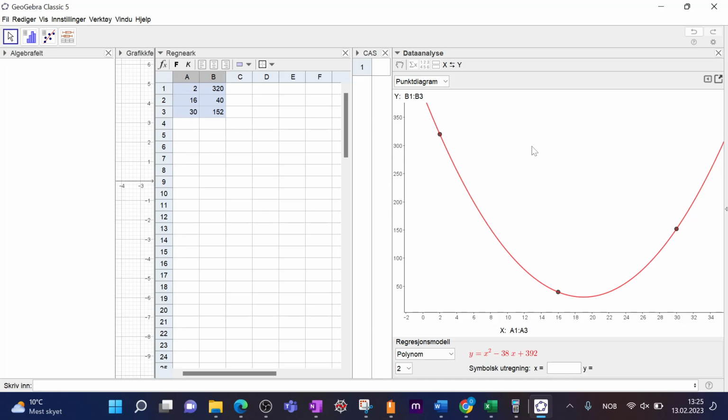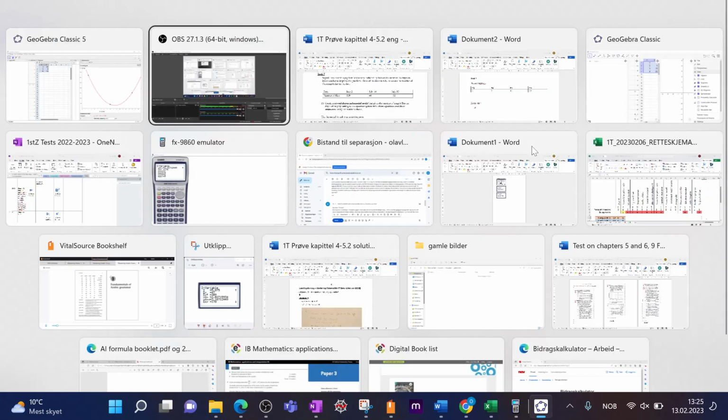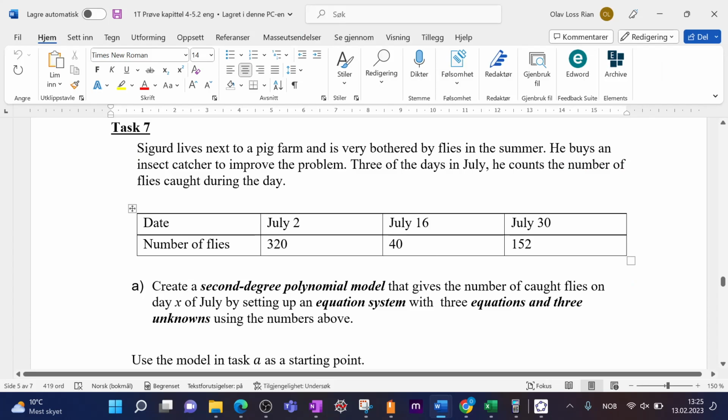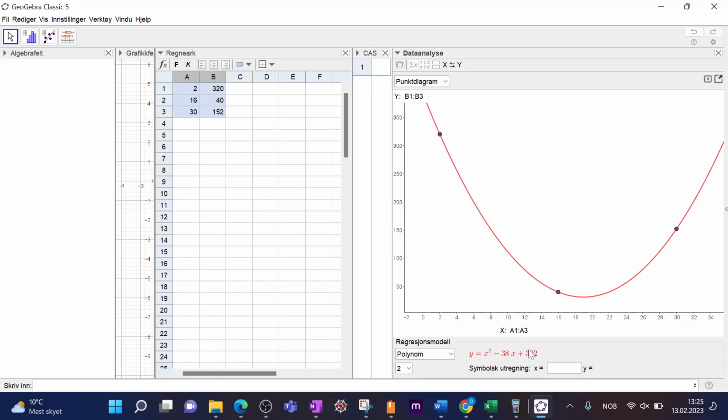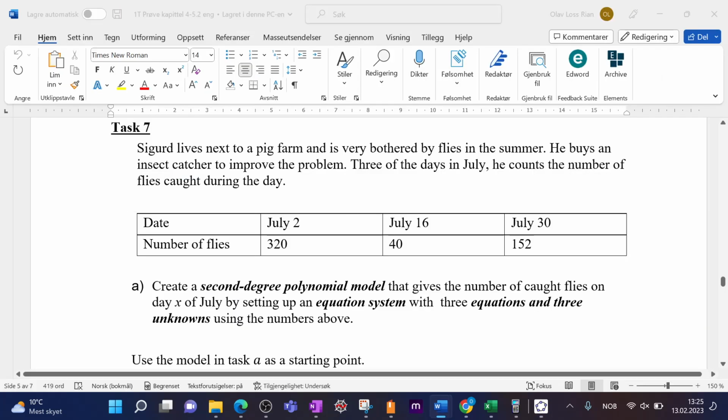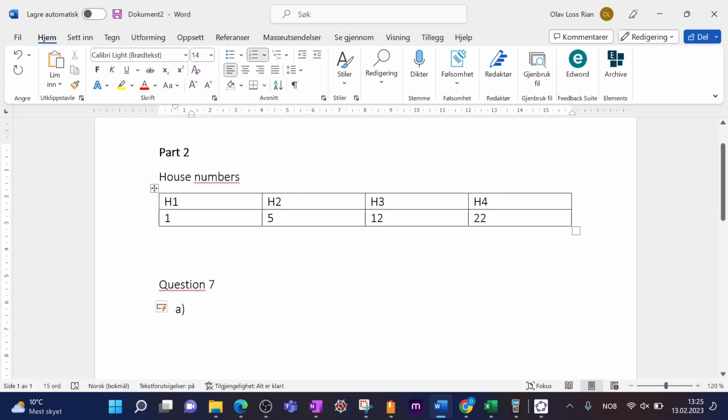And that's your model. You're supposed to set up, what is the question again? Create a second degree polynomial model that gives the number of caught flies on day x of July. And that's what we've done. So that's the model we want. So we can write that down as our solution here.